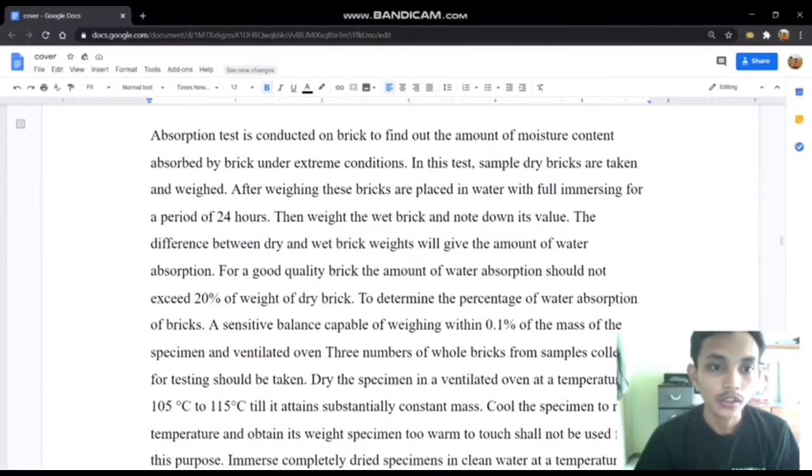The absorption test is conducted on brick to find out the amount of moisture absorbed by the brick under extreme conditions. In this test, sample dry bricks are taken and weighed. After weighing, these bricks are placed in water with full immersion for a period of 24 hours. Then we weigh the wet brick and note down its value. The difference between dry and wet brick weights gives the amount of water absorption.